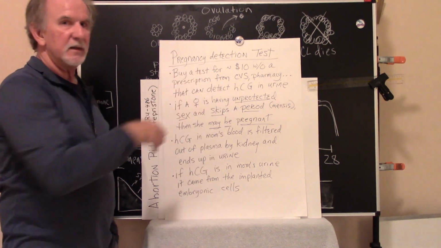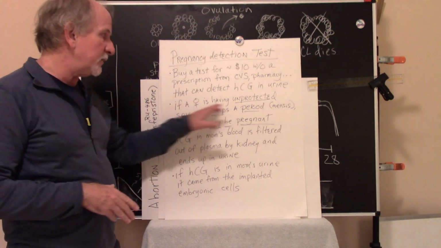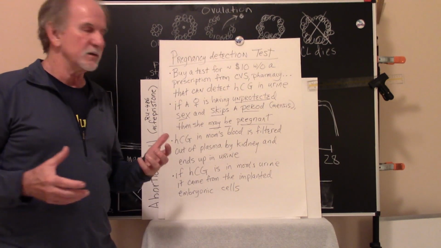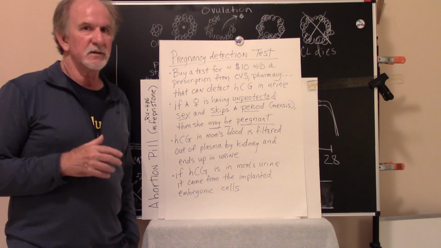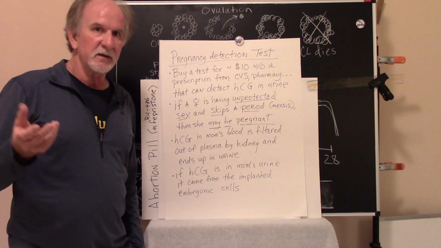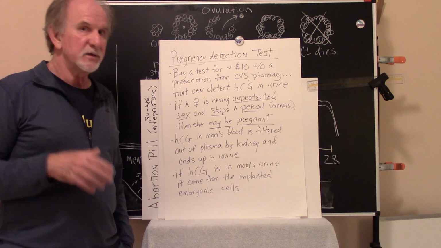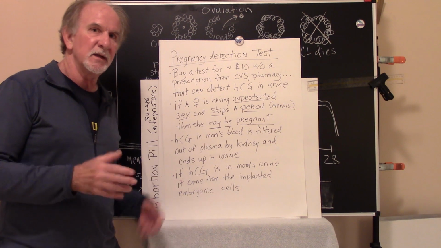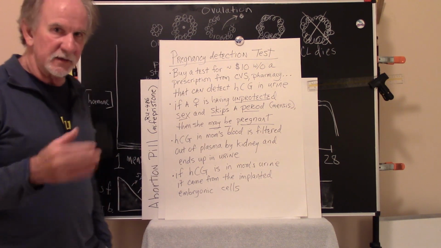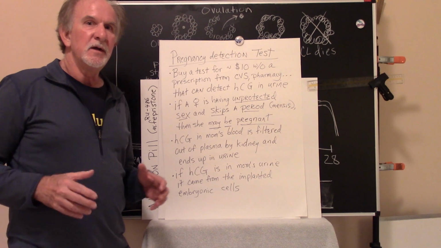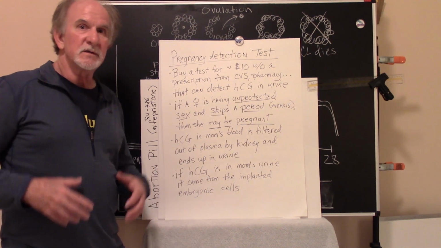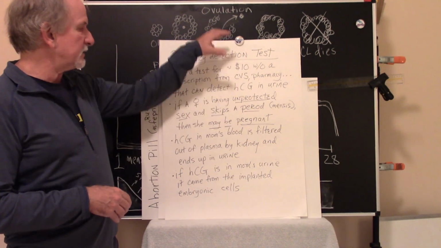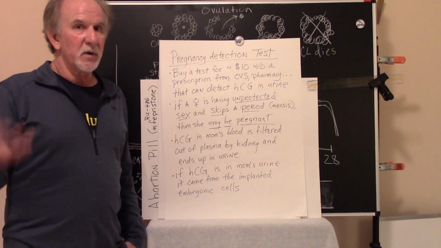And it's something that a female would buy if she was having unprotected sex and skips a period or skips menses. So she knows that she's had unprotected sex and a guy has ejaculated semen into her body, and she skips a period or doesn't have menses, which means the corpus luteum is active because it's being stimulated by HCG and continues to secrete estrogen and progesterone, so the endometrium doesn't slough off. In other words, menses doesn't occur. And she's going to take this test to see if she is pregnant.